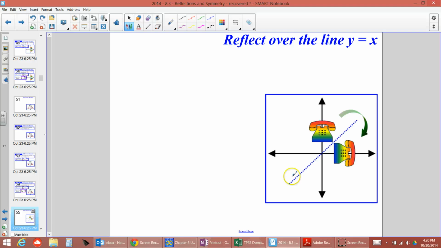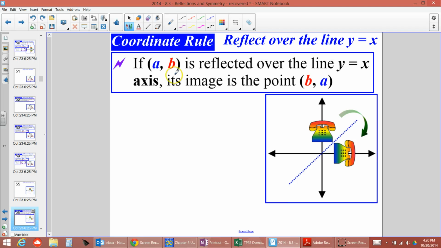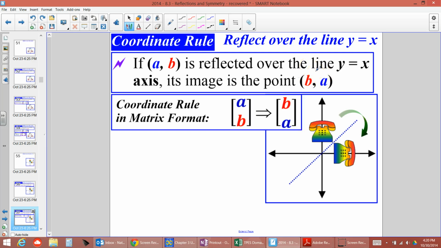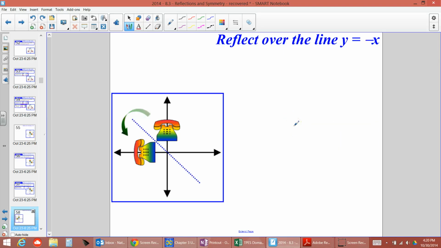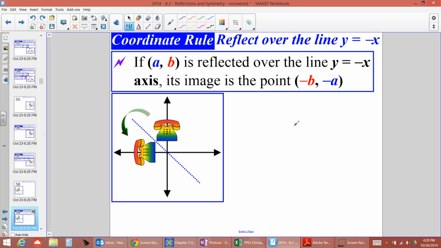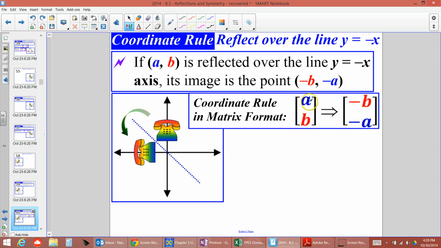If I reflect over this line here, y equals x, so (A, B) is reflected over the line y equals x, here's the rule we follow. (A, B) becomes (B, A). We just switch places. As a matrix, A over B becomes B over A. There's your rule. For y equals negative x, it's the same concept, only now we switch places and they've changed signs. So it was A over B, now it's negative B over negative A. And by negative, I mean change the signs.